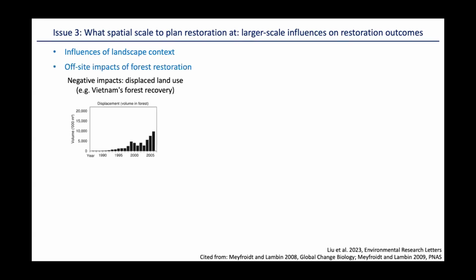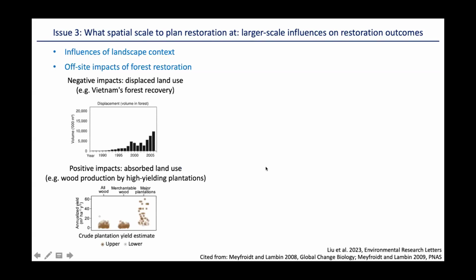But a lesser noticed issue is the topic of potential offsite impacts of forest restoration. Here, I'm providing one example from a well-known study looking at Vietnam. We know that in the late 1990s, Vietnam underwent large-scale forest restoration because of state policies. And a group of remote sensing and land use scientists found that if you compile data on the forest cover increase in Vietnam, as well as the amount of timber imported at the same time from other countries, you will see that Vietnam's forest restoration has actually displaced a significant amount of deforestation overseas, particularly to Laos and Cambodia.